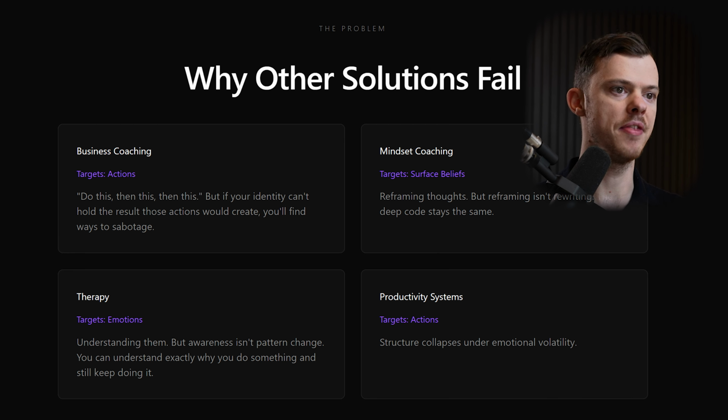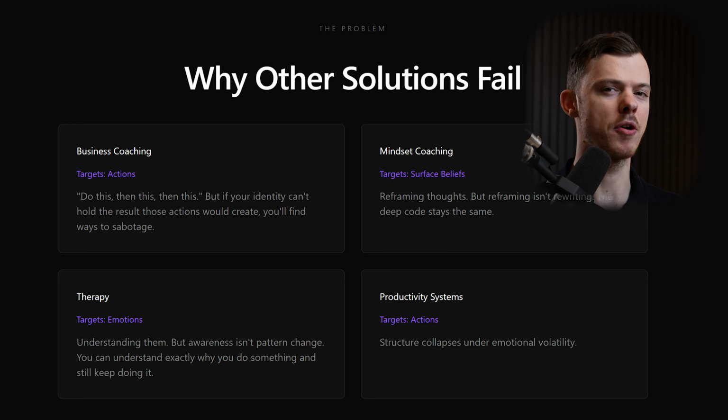Do this, then this, then this. But if your identity can't hold the result that those actions would create, you'll always find ways to sabotage. And then we have mindset coaching. And this mainly focuses on beliefs. Here it's about reframing thoughts, but reframing isn't rewiring. That deep code stays the same.